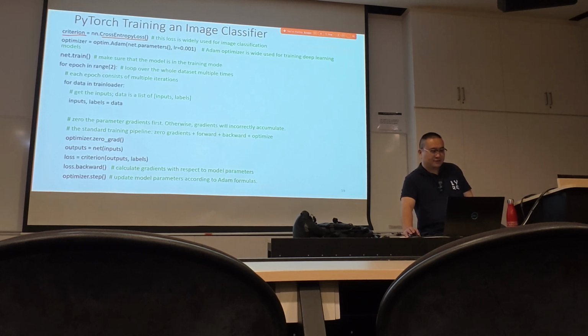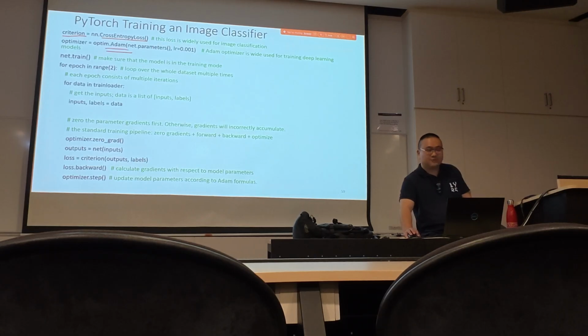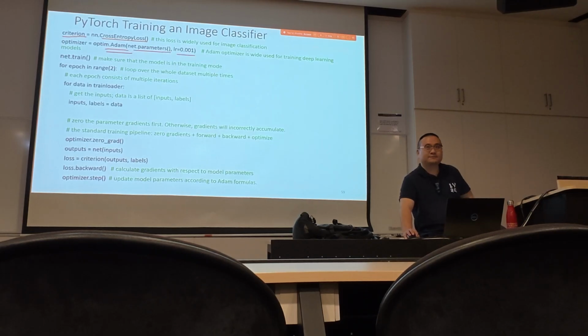And then we create our optimizer. The optimizer implements the optimization function. Here we are using Adam, which is a variant of gradient descent. We don't need to understand the details, we can directly use the Adam optimizer. You ask it to optimize the parameters of the model and set the learning rate. Okay. And then remember that in PyTorch, when you train the model, you set the model into the training mode.